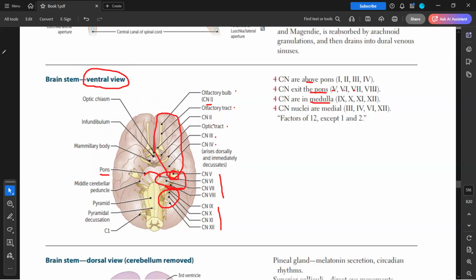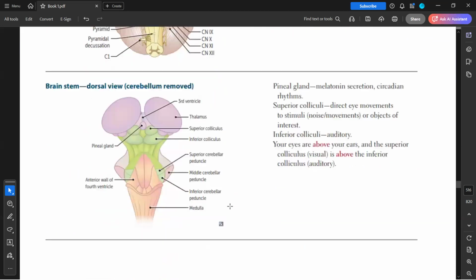Now let's move on to the dorsal view of our brainstem. Look at that. This one is much clearer, I believe. It gives you perspective, you could say. So I'm just testing my pen, but I lost the actual pen I want. Yeah, this one. Dorsal view, cerebellum removed. Poor cerebellum, they didn't mention it here.